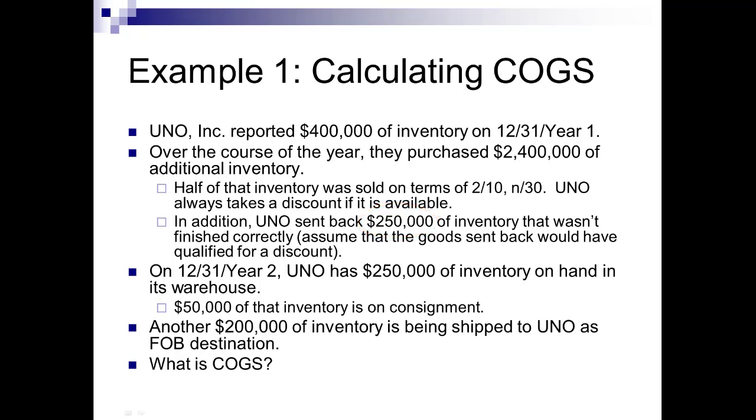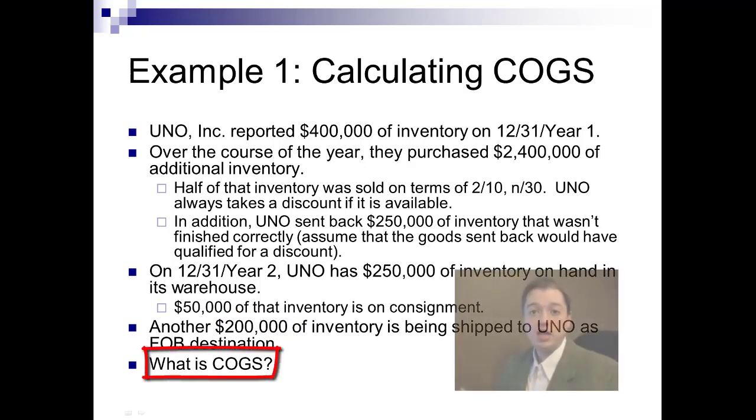On 12/31 of year 2, we did a count. We've got $250,000 of inventory on hand in the warehouse. $50,000 of that is on consignment. Another $200,000 of inventory is being shipped FOB destination. We want to know cost of goods sold.